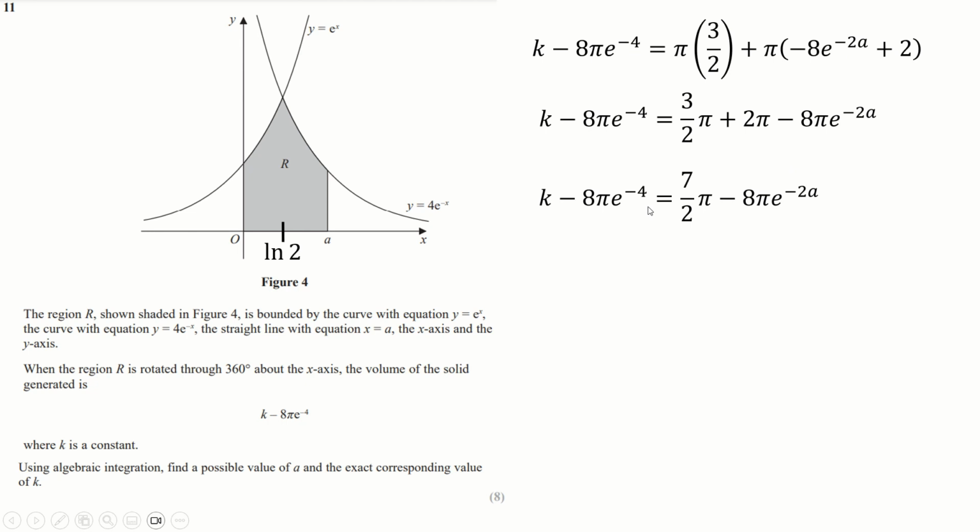Now, what to do here? Well, one way to solve this for sure would just be to make a equal to 2, to make these two things match, and therefore then make k equal to 7 pi over 2. And that would be one way of doing it. It's a possible value that does it, and a corresponding k value would be that.